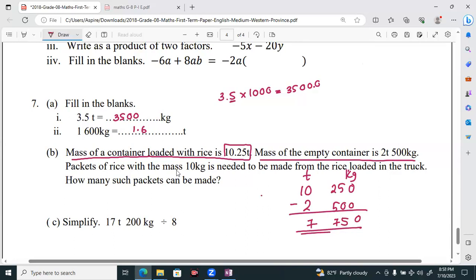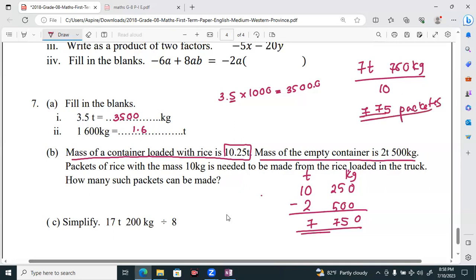Packets of rice with the mass 10 kilogram are needed to be made from the rice loaded in the truck. Then you have to divide 7 tons and 750 kilogram by 10. Then it is 775 packets that can be made using this.